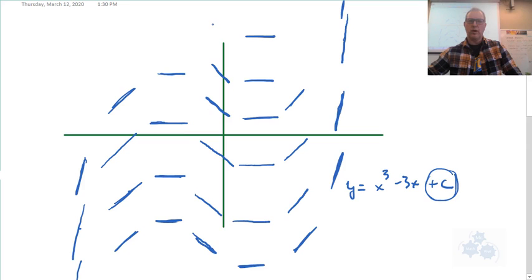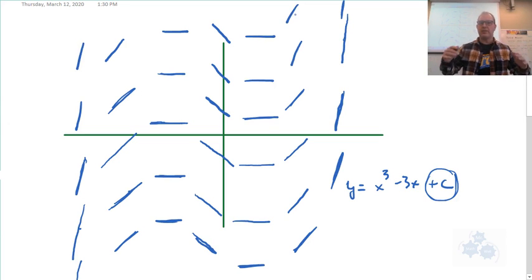I'm going to just put some more on there, so they're not going to be as evenly spaced out. But if I were to make more graphs, I would have this. It's called a slope field. I'm going to do some more here, and so on. That is a slope field.